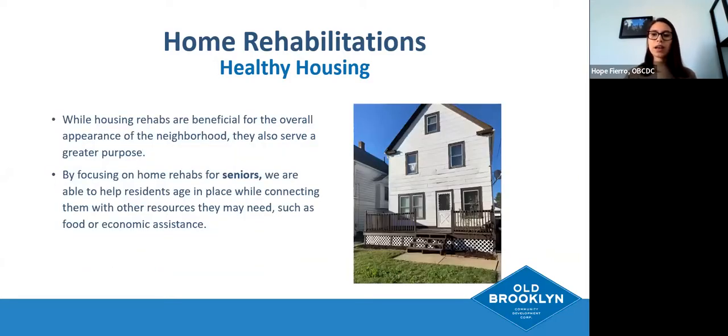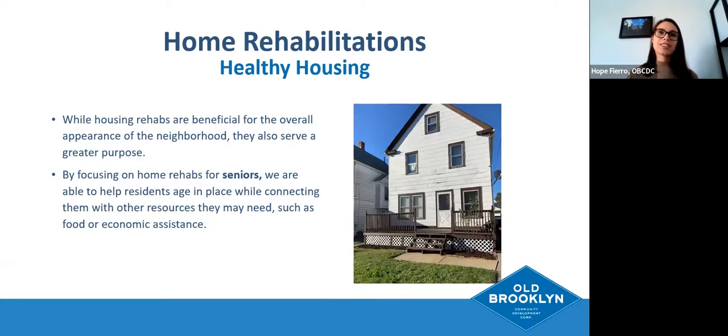And one of the things that came out of that, and that we do at Old Brooklyn CDC, are home rehabs. So we actually have a healthy housing specialist that works with us, and they go from home to home to check on the exterior of the house. So they check for caving in porches, chipped paint, broken windows, really anything on the exterior of the home that needs assistance or fixing.